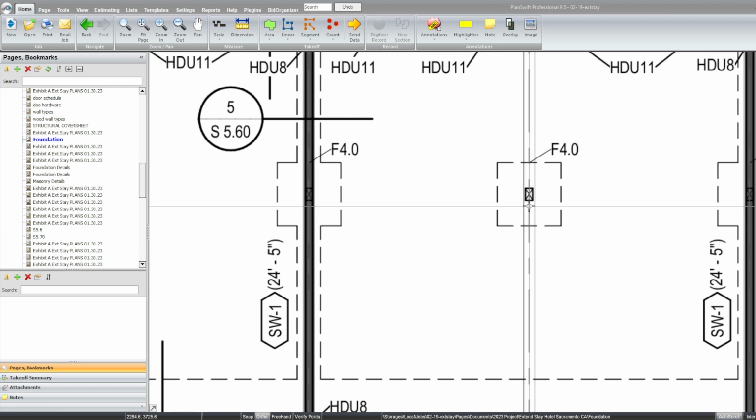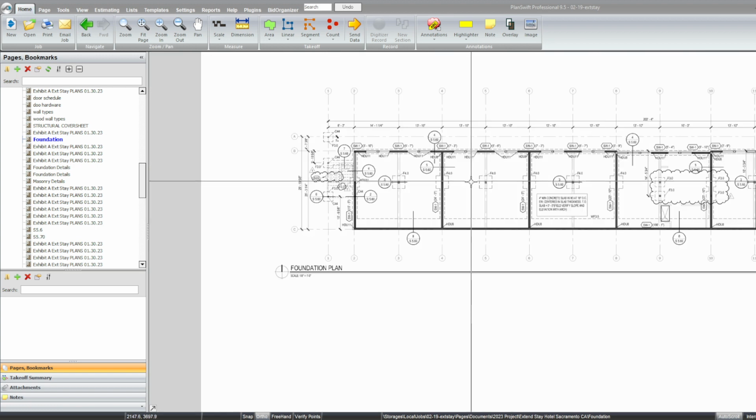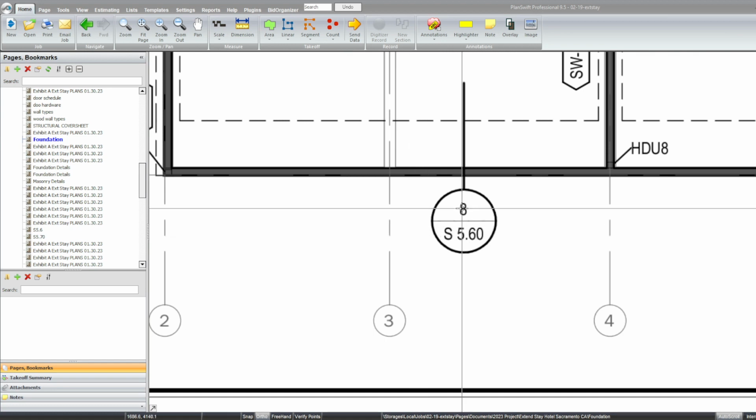All right, so let's go to a section view. So let's go to image number 8 on page S5.6.